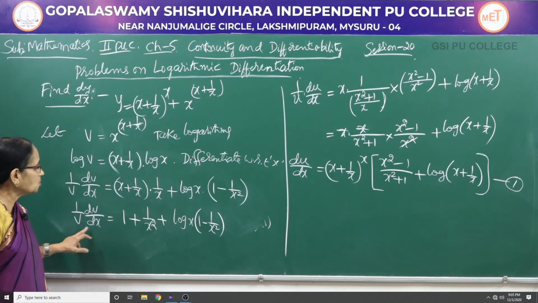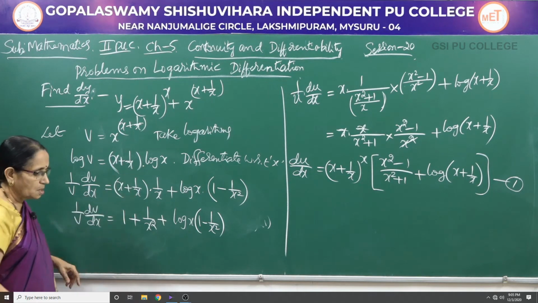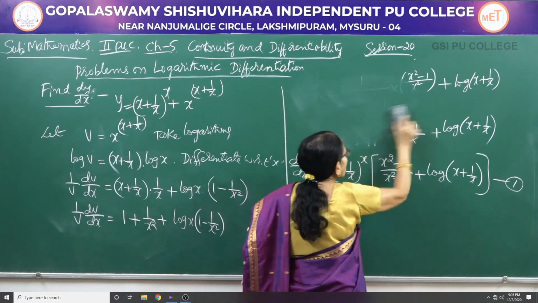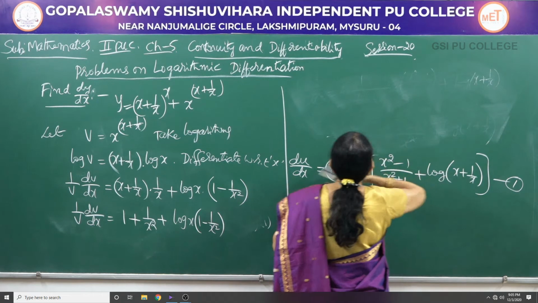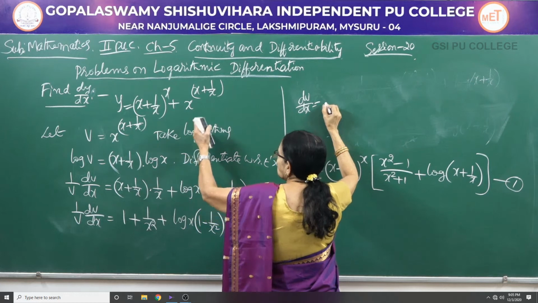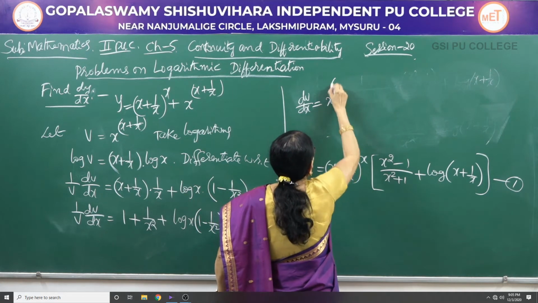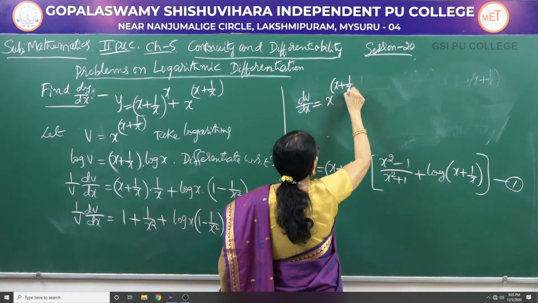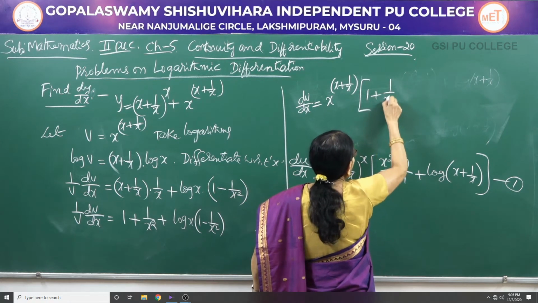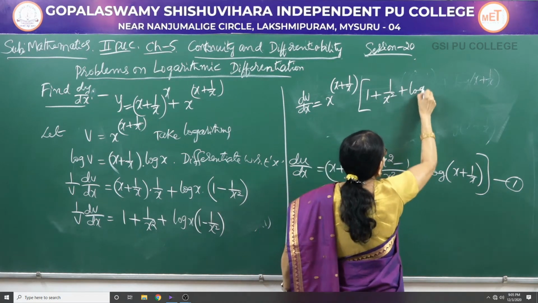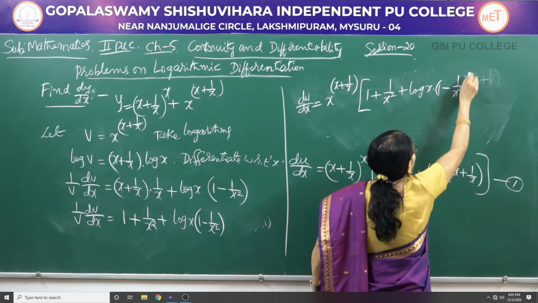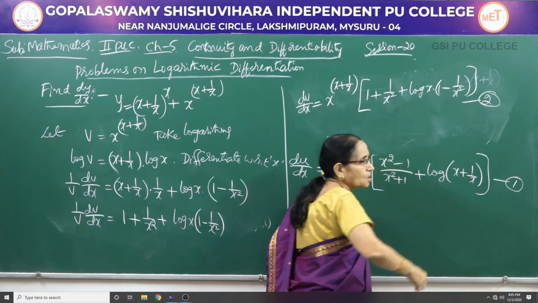So, what you have to do, this v has to be taken to the right hand side, to the numerator of the right hand side. Therefore, I can write it as dv by dx is equal to, shifting v to the right hand side, what is v, you have to write, x to the power x plus 1 by x into, write all of them in the bracket, 1 plus 1 by x square plus log x into 1 minus 1 by x square, close the bracket, take it as result 2.